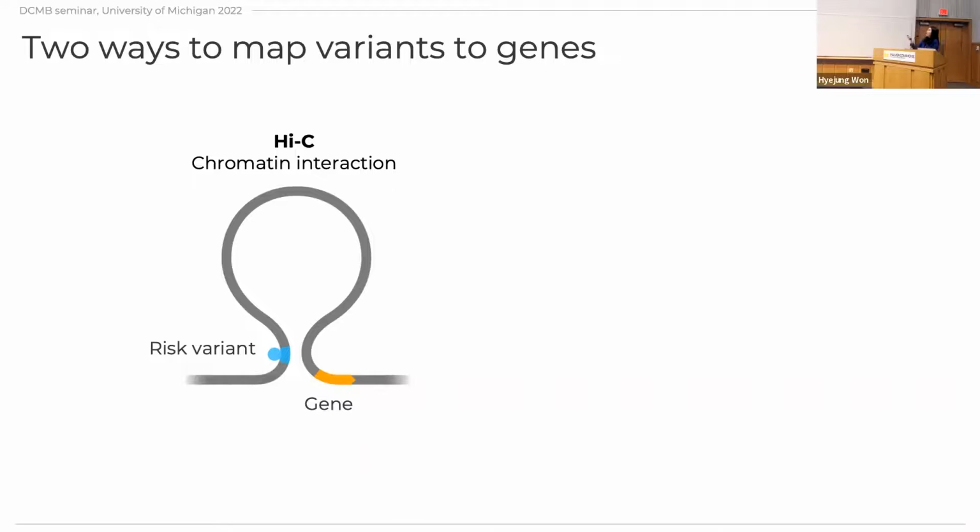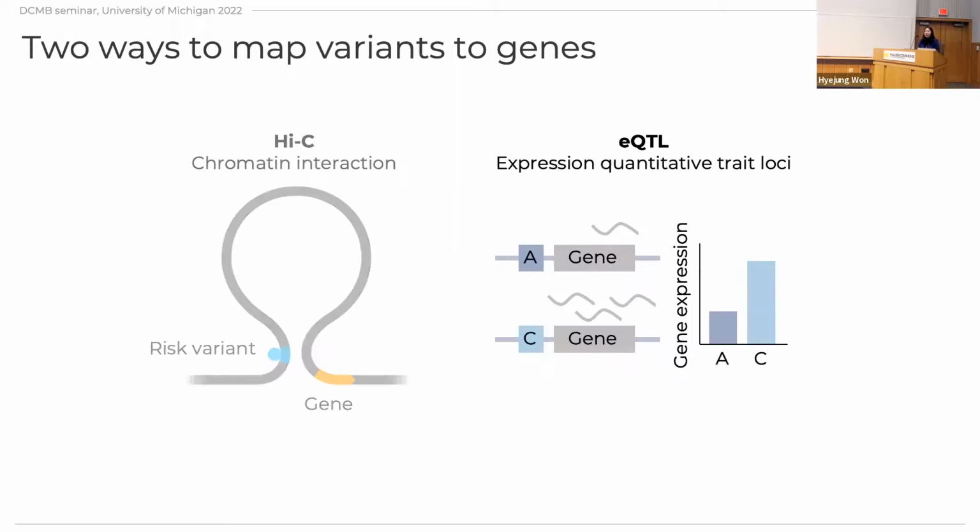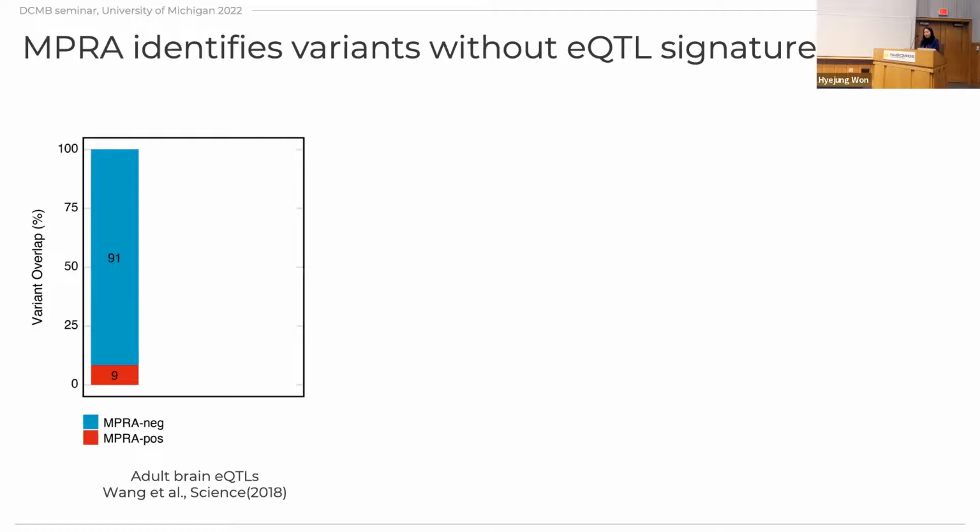So going back to the very original part, I have shown you earlier that we were largely using Hi-C data sets to map variants to the target genes. However, in the field, the gold standard principle in mapping variants to the target gene is to utilize expression quantitative trait loci, or eQTL. So we wanted to compare our MPRA results with eQTLs to see how many of these MPRA positive variants can be mapped back to the eQTL data sets.